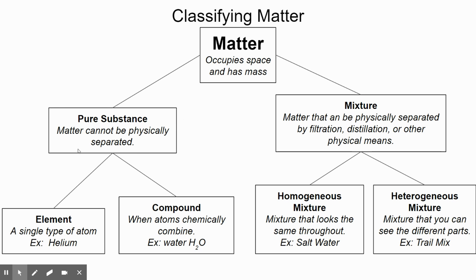A pure substance is a substance that cannot be physically separated. So an element or atom itself cannot be physically separated. You need means other than physical means to separate them. So you need like a chemical reaction. Again, this is not totally true.